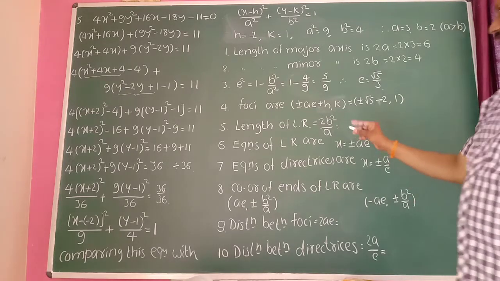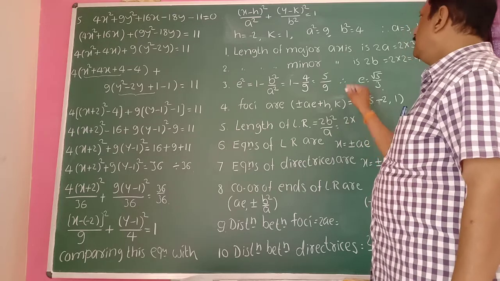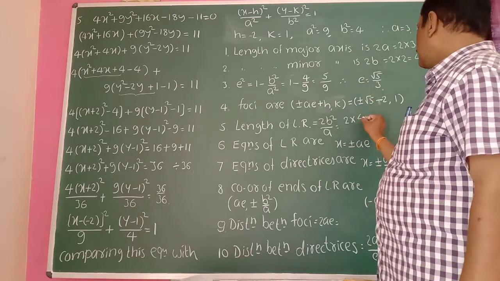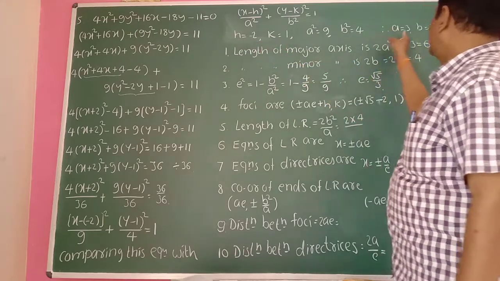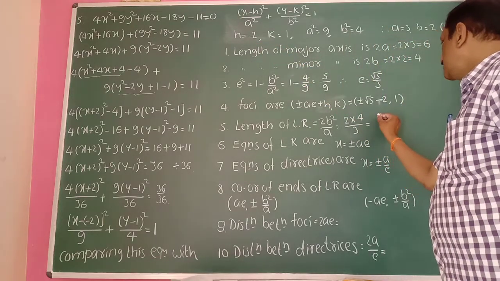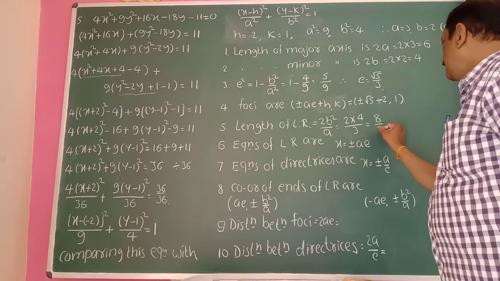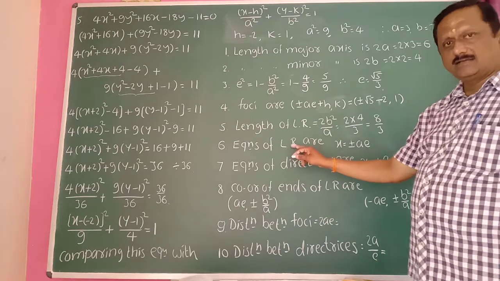Then the length of the latus rectum is 2 b square by a. Therefore 2 into b square, which is 4, and the a value is 3. 4 twos are 8, so 8 divided by 3.